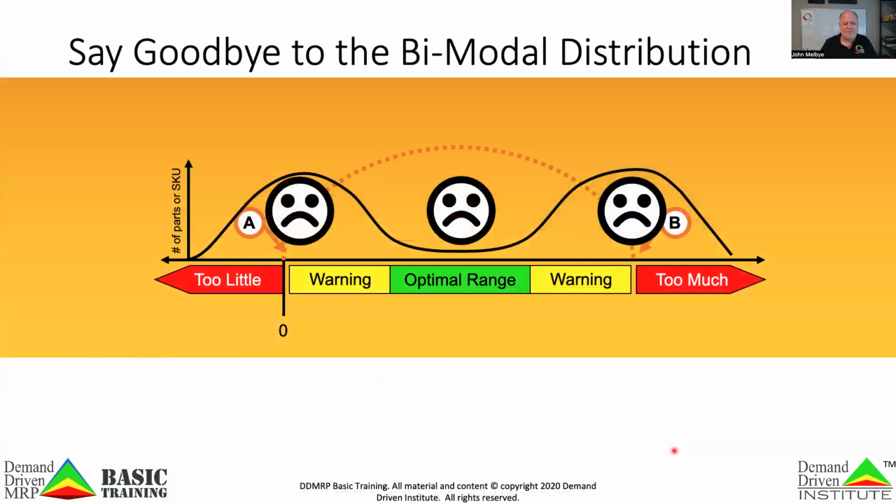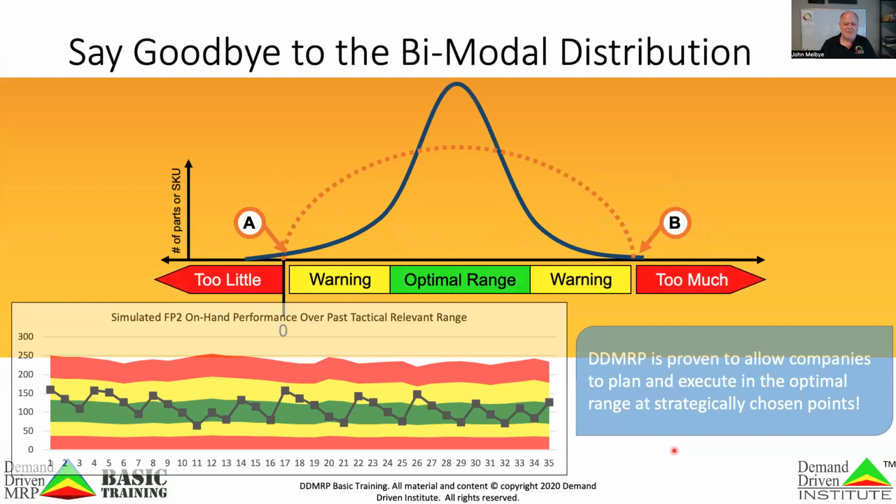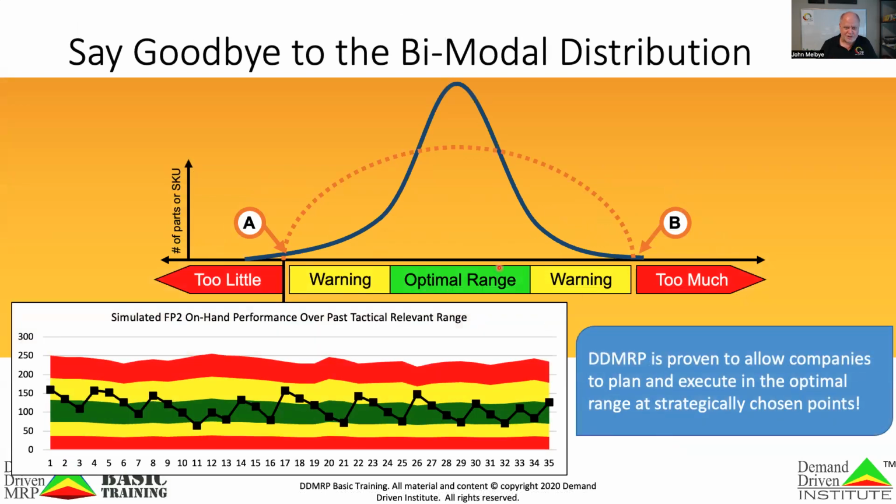So what we end up doing is saying goodbye to the bimodal distribution, and we end up with this nice distribution where we're mostly in the optimal range, and the tails, in other words, the parts in the inventory distribution that end up in the too high warning or the too low warning range, become our continuous improvement activities. And we can look historically at the performance over the past tactical range and say, over the past 35 days, this product has been performing very well and staying in the range that we targeted. Is this a part that we could drop the red zone just a little bit? Maybe, but we now have the information to determine whether or not that's valid.